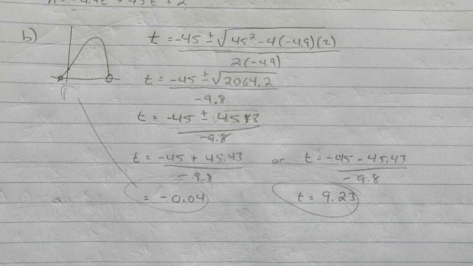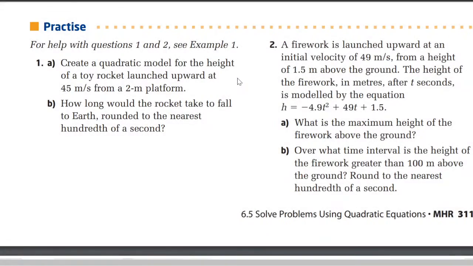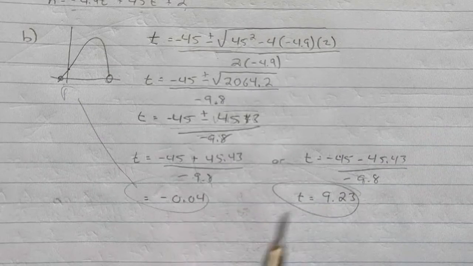In the case of the next question, and again, most of these questions, I'm not going to do the calculations for them because they're going to be the same kind of setup. But in the second one here, a firework is launched upwards at a velocity of 49 meters per second with a height of 1.5 meters above the ground. So they already give you the formula in that case. What is the maximum height of the firework? So what you want to do there is the same thing that we did here.